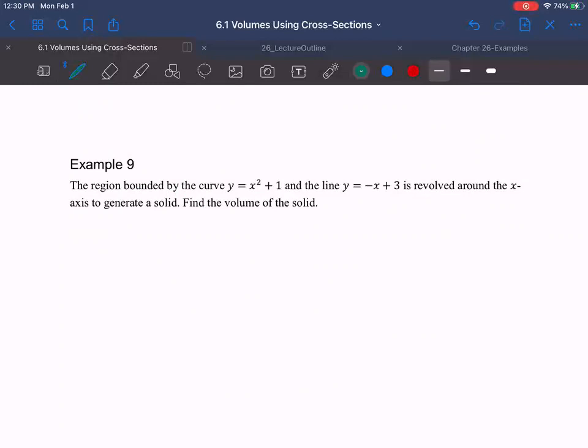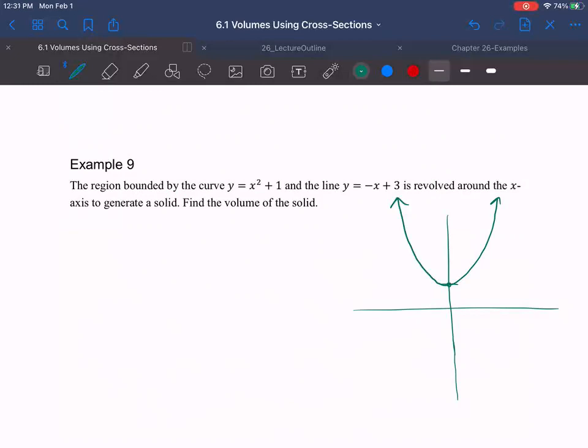So the first thing we want to do is sketch this out so we know what we're dealing with. Here is our y-axis. Here is our x-axis. And we have the graph x squared plus 1. What does that look like? A parabola. Where does it go through the y-axis? Good, so y equals 1. We've got this parabola like that.